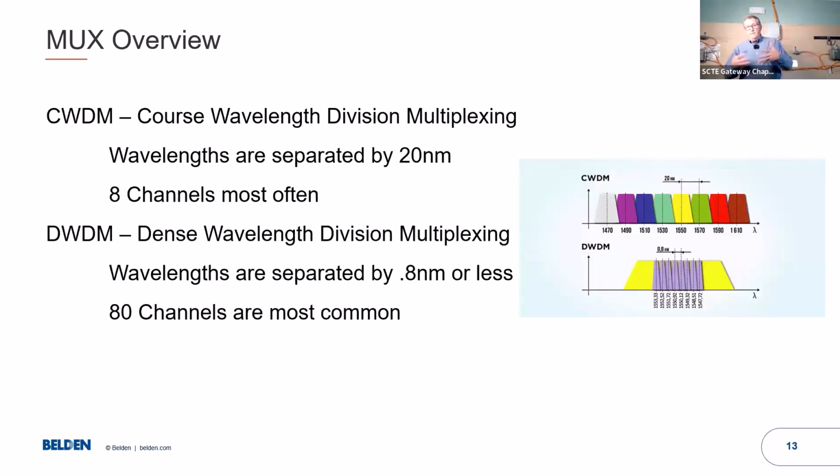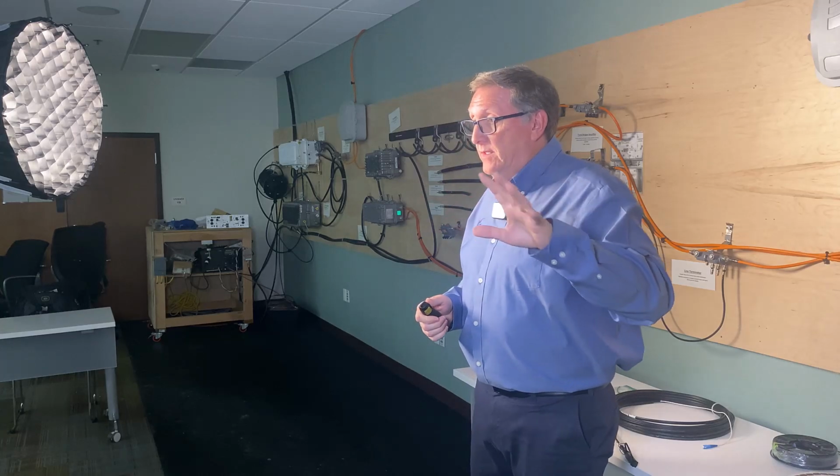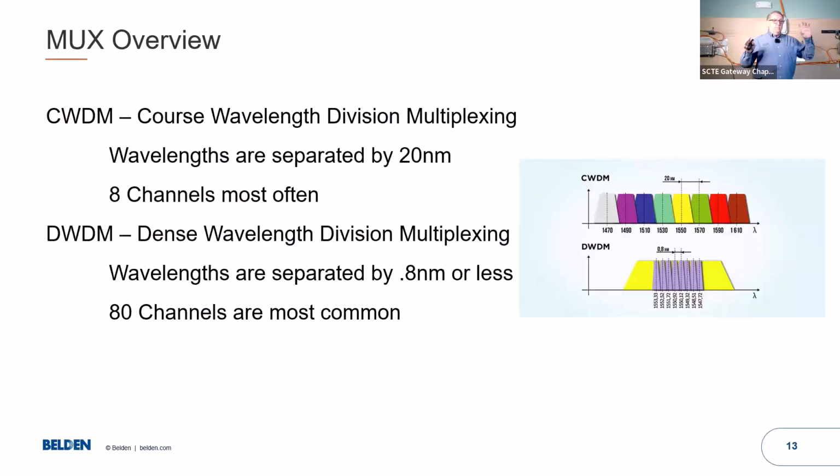With muxes, that's wave division multiplexing, muxes for short. A mux puts wavelengths together, a demux separates them, right? So there's two styles. For the longest time, for the most part, Metro E, commercial services, nodes ran off of coarse wave division multiplexing, CWDM. For the most part in the cable industry, you ran them with 8 channels, right? They were separated by 20 nanometers. So you had 1510, 1530, 1550, right? 1470, 1490.